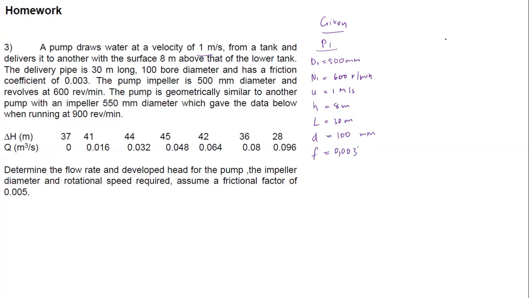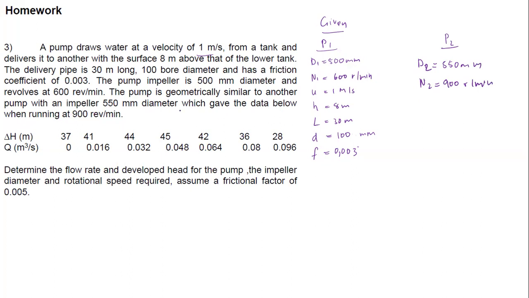And then for pump number 2, what are we provided with? For pump number 2, we are provided with diameter 1, and then diameter 2. In this case, our diameter 2 will be 550 millimeters, and then the rotational speed N2 will be 900 revolutions per minute. So this is the only information provided at this point in time.